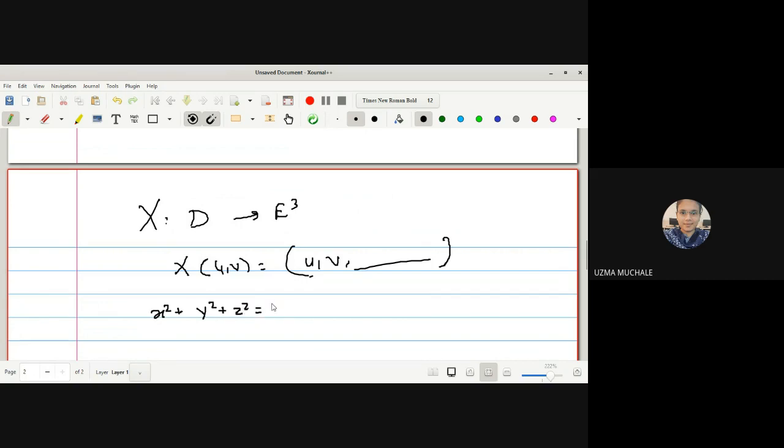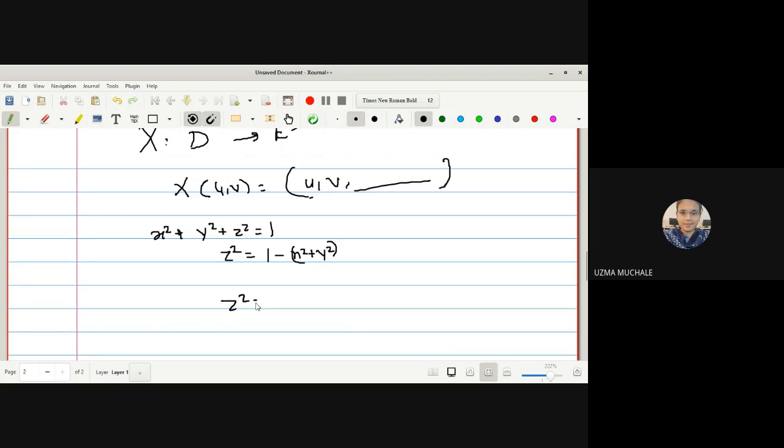What is our sphere? x square plus y square plus z square is equal to 1, given that it is a unit sphere. And x and y we know, so how can you write z square? It is 1 minus (x square plus y square). Now z is equal to the square root of 1 minus u square minus v square, since x and y we have treated as u and v. So in this way, first we have defined a mapping from a circle to our E3 space. Is the idea clear about the mapping?